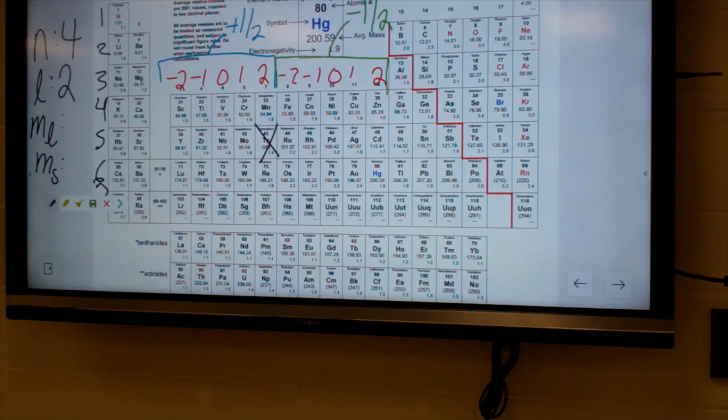How about I had the wrong square marked? Okay, stop it. Okay, we're good. Good to go. All right.